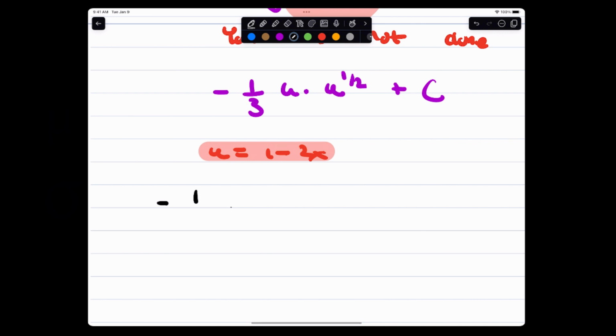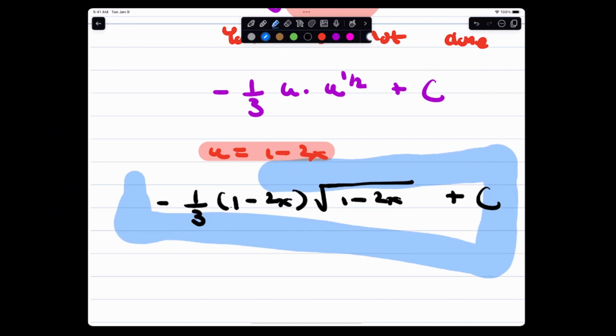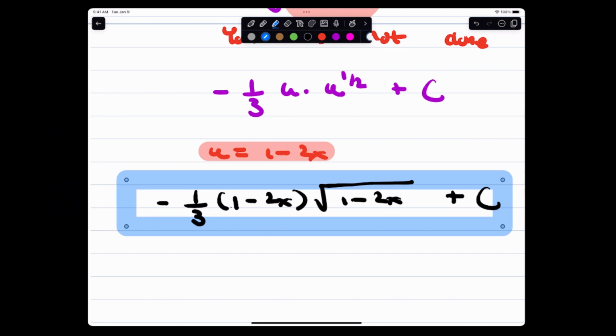So you end up with negative 1/3 (1 minus 2x) to the 3/2 power plus C. So you have to write your answer in terms of x. This is the antiderivative, ladies and gentlemen, of that original function here. That's the process. So you master the process by doing many problems.